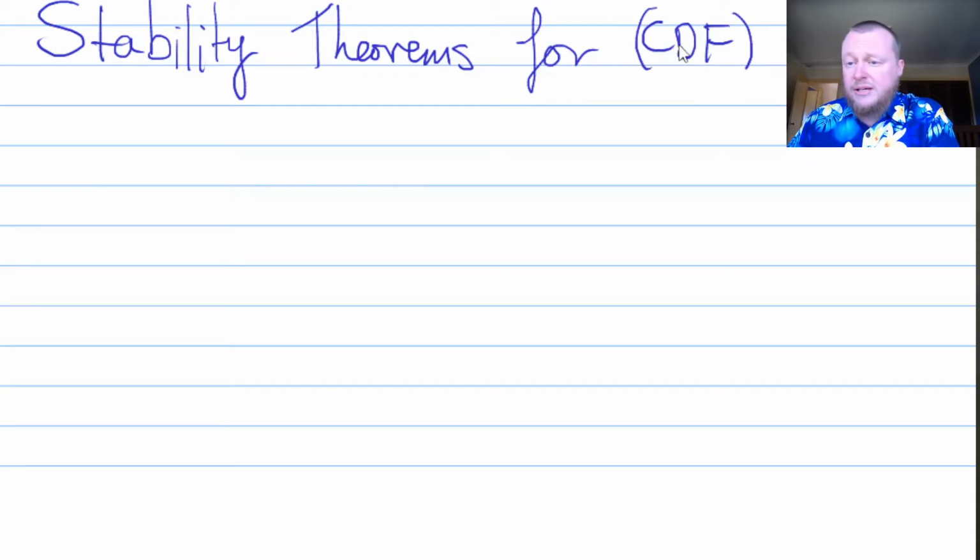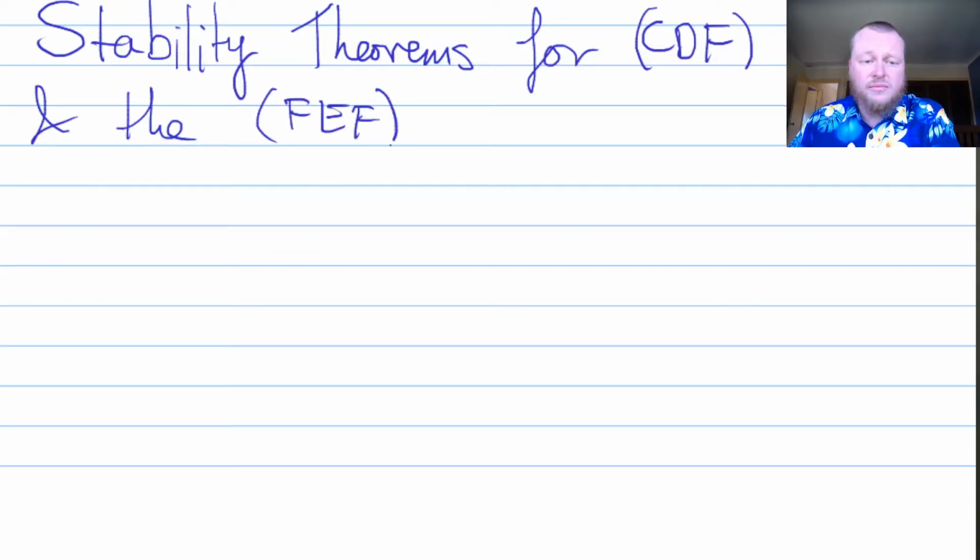Now in mathematics, when we prove things, we call them theorems. So stability theorems, and the actual equations that I'm going to be talking about are the curved diffusion flow, which I abbreviate to CDF, and the other equation I'll talk about is the free elastic flow, FEF. Don't worry, I'm going to say these names many, many times, so you have lots of chances to remember them.